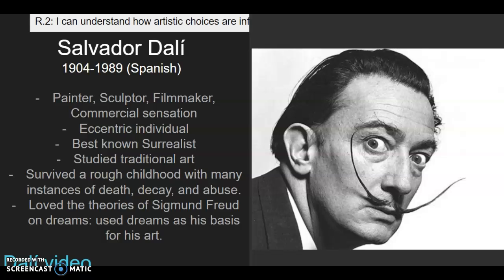He is the best known surrealist out of all of them, and he studied traditional art. He went to school for art. He really did well with his normal, expected, realistic art scholarship. He survived a very difficult childhood. There was a lot of death and decay and abuse in his childhood. It was a very difficult time.